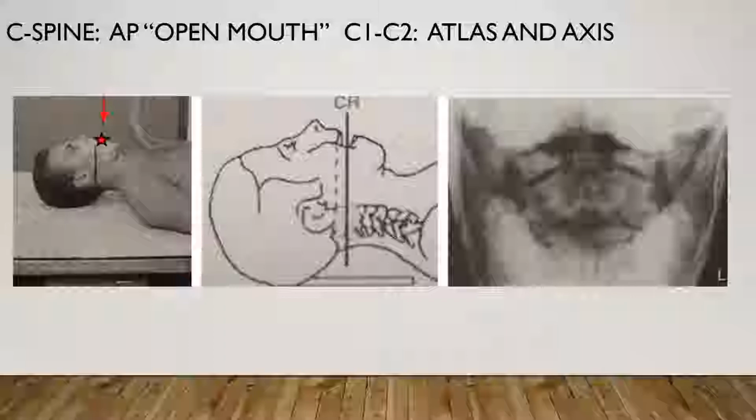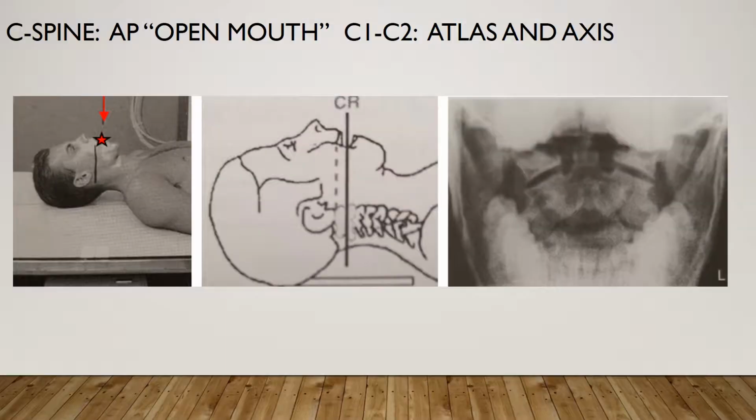Center the IR to the central ray. As a last step, before making the exposure, hold the patient's head side to side and then have the patient open their mouth wide without moving their head. The central ray is perpendicular to the IR, centered to the open mouth. Respiration is suspended.